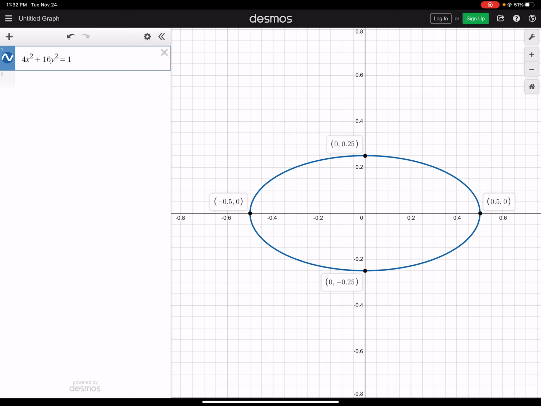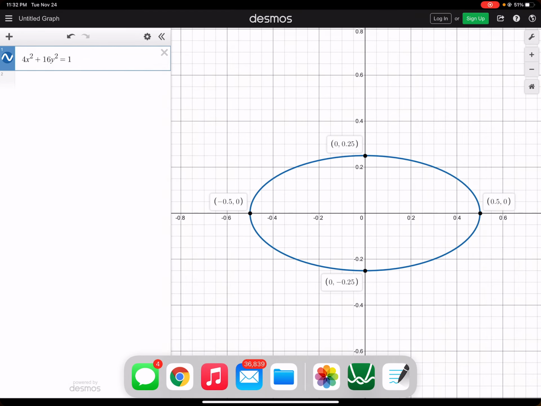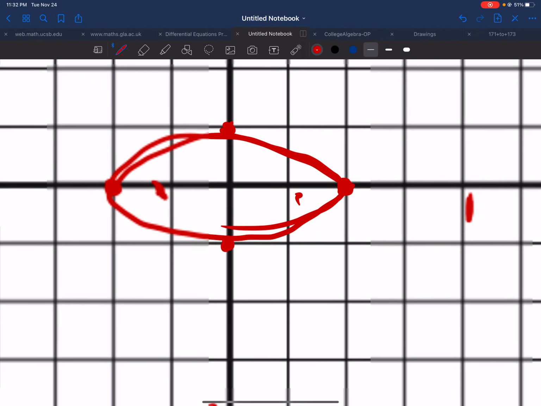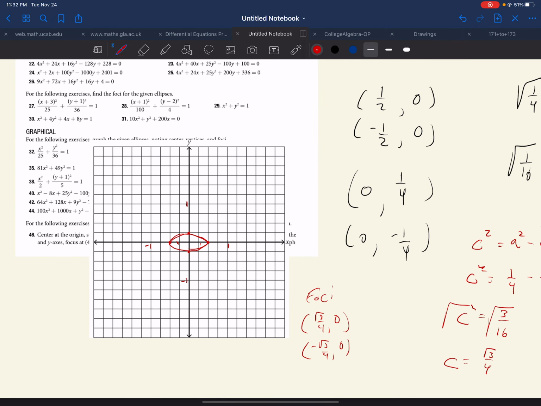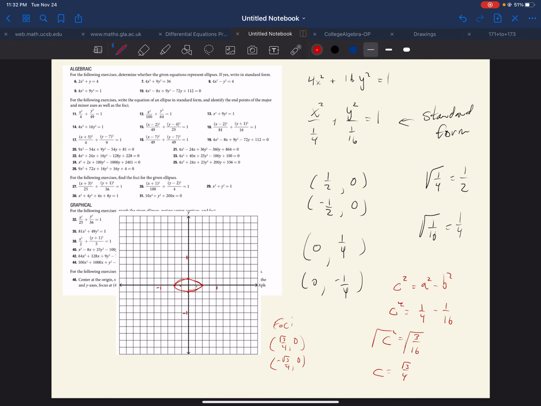And so that is the exact same graph as we got right here, just zoomed in at a slightly different angle. But hopefully you see I got my vertices and co-vertices just by taking the square root of that. And this tells me left, right. That tells me up, down. That's bigger, so the left, right is bigger, so that's the major, and so on and so forth. That is pretty much as easy as I can make that.